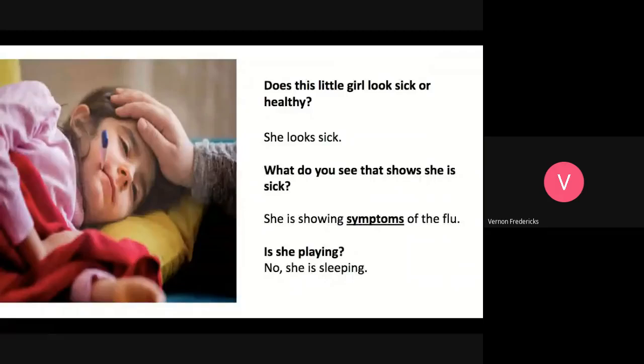Okay, so she is looking tired. Her temperature or her fever is high, or her body temperature is high. She has a fever. She is not playing outside. She is feeling tired. Her body is sore. It is aching. Is she playing outside? No, she is sleeping. And because she is sleeping, that is a symptom that something is not right. It's like a sign. She doesn't look healthy. She doesn't look good.